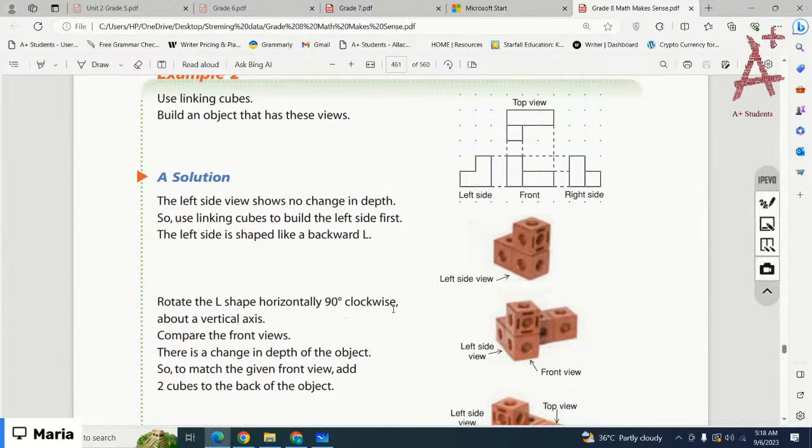Rotate the L shape 90-degree clockwise about the vertical axis. Compare the front view. For the front view, you have to rotate this one, right? So front would be again L. So you have to move like this. There is a change in depth of the object. So to match the given front view, add two cubes to the back of the object.